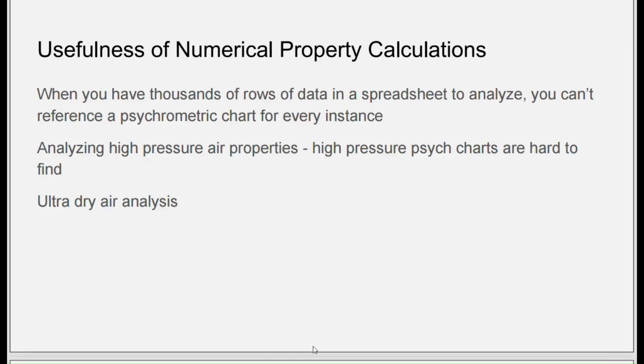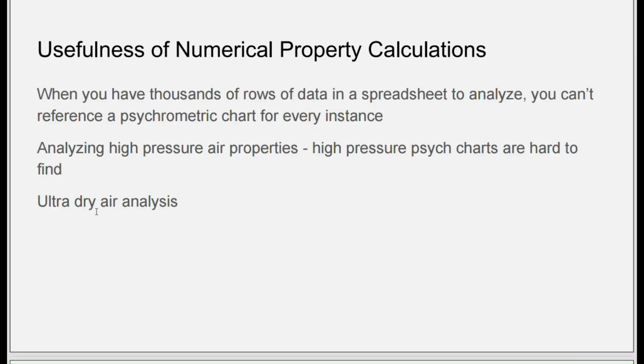So if you've got thousands of rows of data again, and you've got different air pressures, or if you're at a pressure where it's not easy to find a psychrometric chart for your conditions, then it's really useful to be able to use pressure as a function of whatever you're trying to find rather than analyzing a psychrometric chart that might be hard to get your hands on. Same thing for compressed air. I don't think I've ever seen a compressed air psych chart, but you can apply these to compressed air.